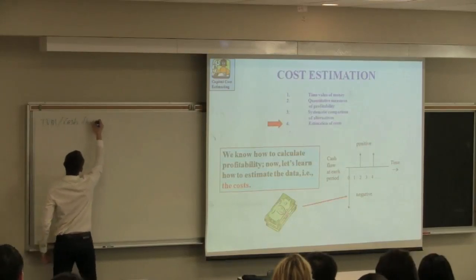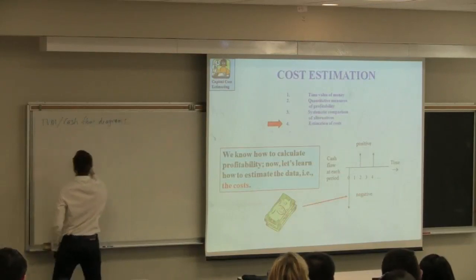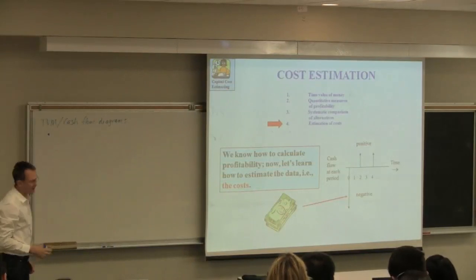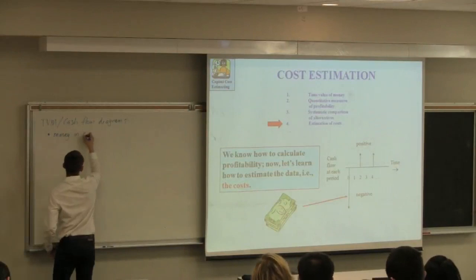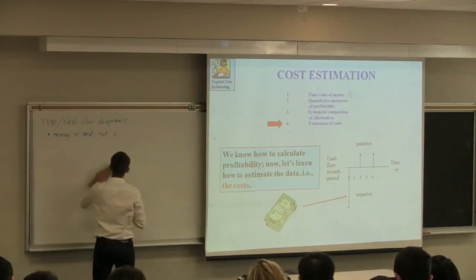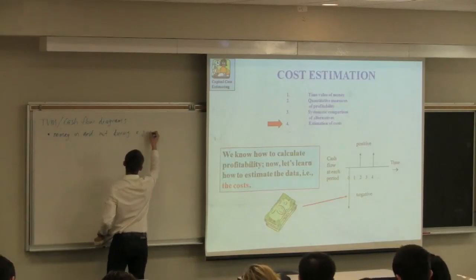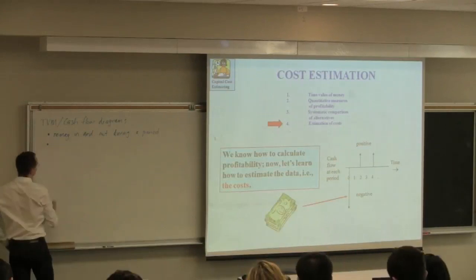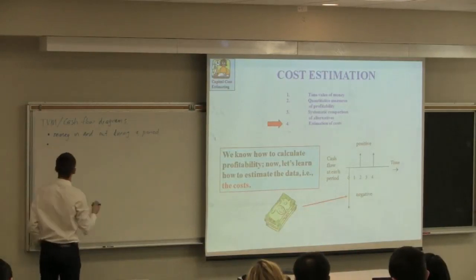Cash flow diagrams. And just some key points to summarize there. We have money in and out during a period. By convention, we consider the net of all those cash flows to occur at the end of the period.